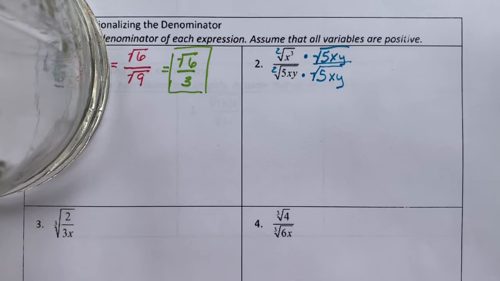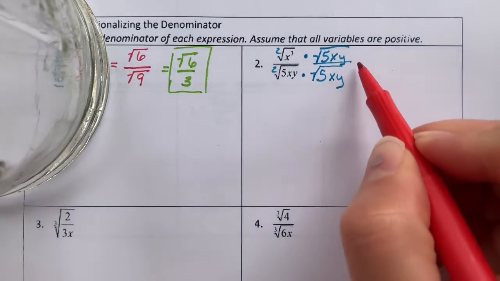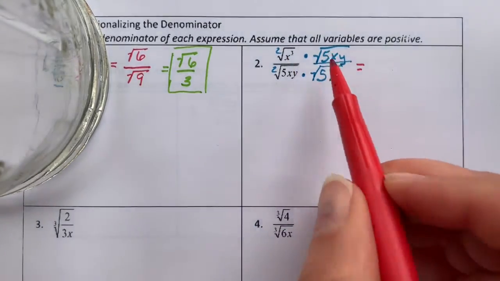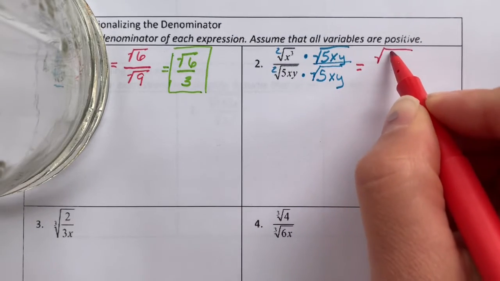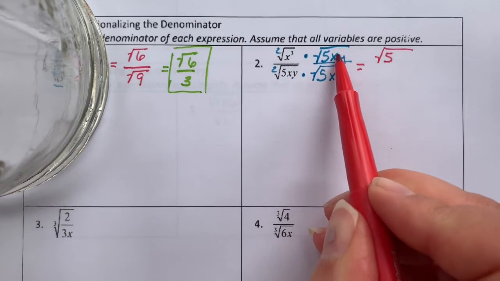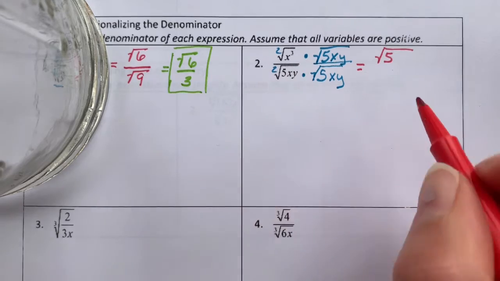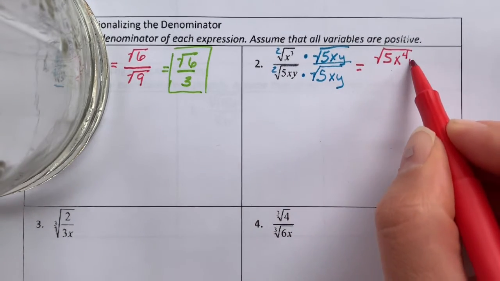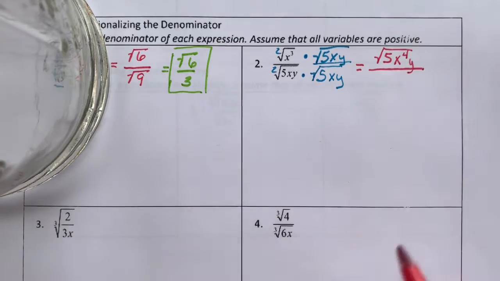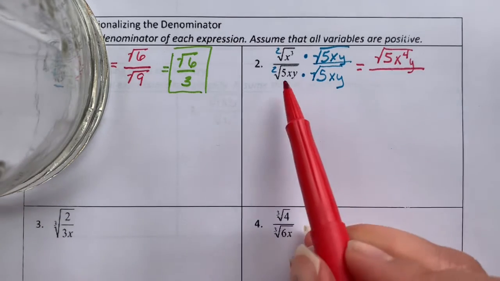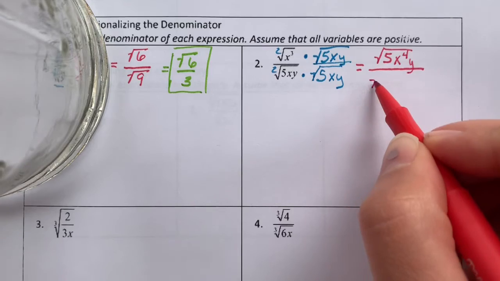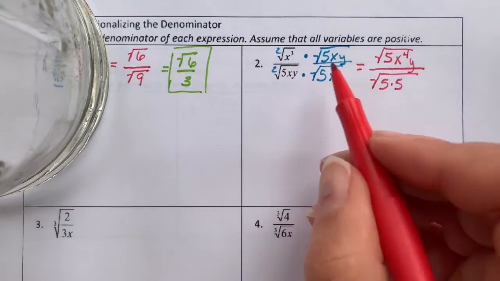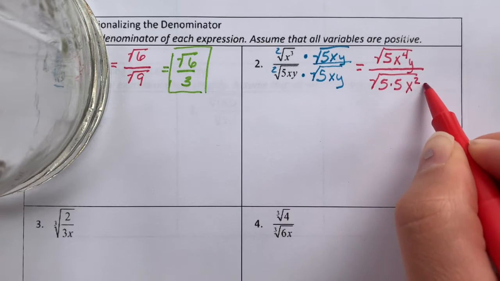All right, so now we've been multiplying. We know how to do this. I'm going to multiply everything inside. So I don't have a number, so that means it's just 5. I have 1 x here and 3 here. So I have x to the 4th, and I have a y. And all of that is over 5 times 5, the square root of 5 times 5, and I have x squared, y squared.